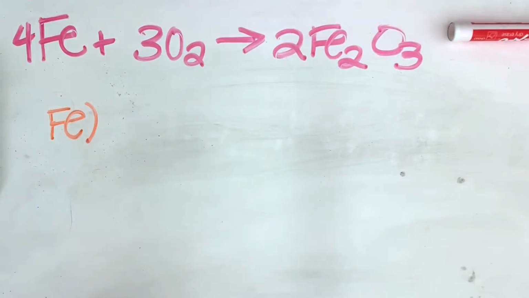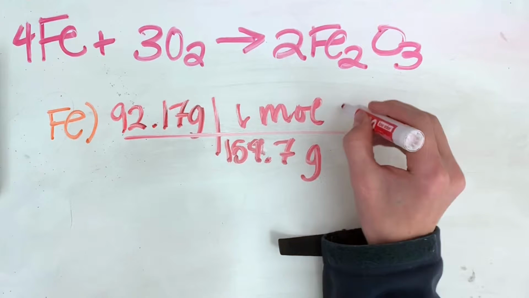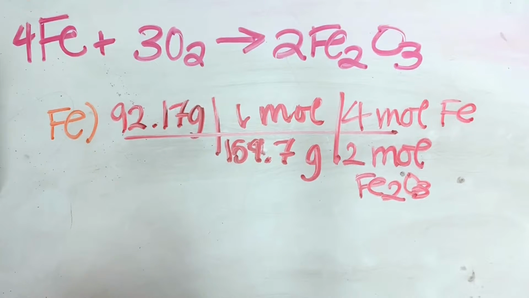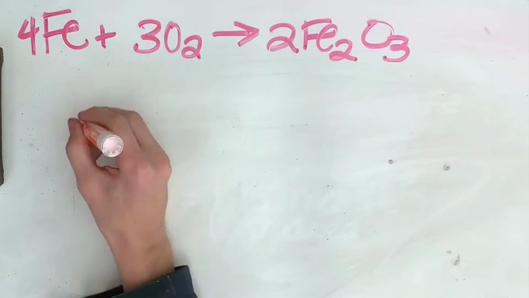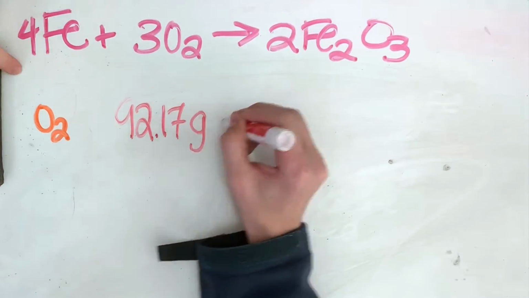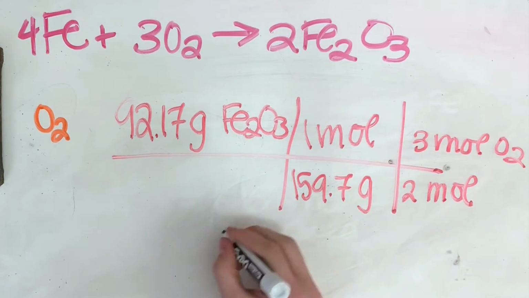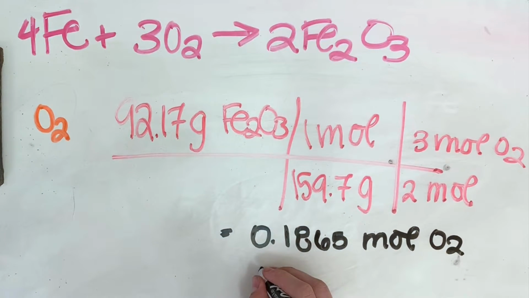Alrighty, so starting with iron, we begin our dimensional analysis with the grams of Fe2O3. Then convert from grams of ferric oxide to moles of ferric oxide. Next, use the molar ratio to convert from moles of Fe2O3 to moles of iron. This will produce 1.15 moles of iron. Repeat the same process, but convert from grams of ferric oxide to moles of oxygen instead. This shall yield 0.1865 moles of oxygen. Now that you have the moles of both reactants, you can assume that oxygen is the limiting one because there are fewer moles of it, meaning it will run out faster.